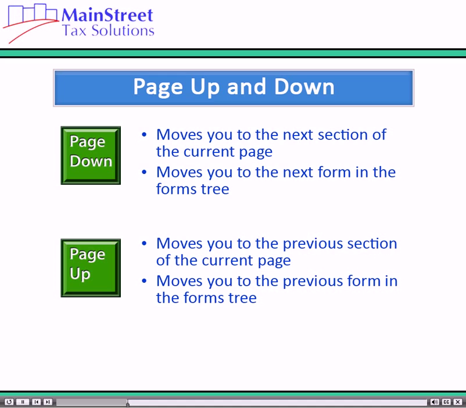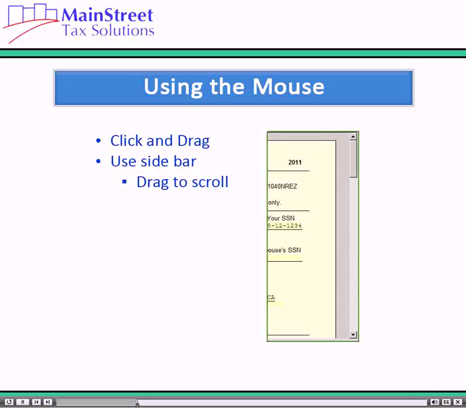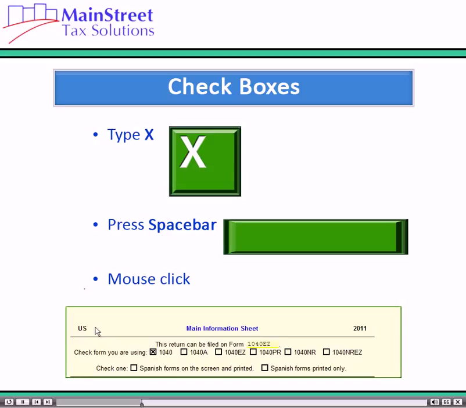The Page Down key moves you to the next section of the current page. Pressing this key while at the bottom of the page takes you to the next form in the Forms tree. Similarly, the Page Up key takes you to the previous section of a page or to the previous form in the Forms tree if pressed while at the top of a page. To scroll quickly from one part of the form to another, use the mouse to click and drag the form or the sidebar. Here are some more tips to remember when you are entering information into the forms.